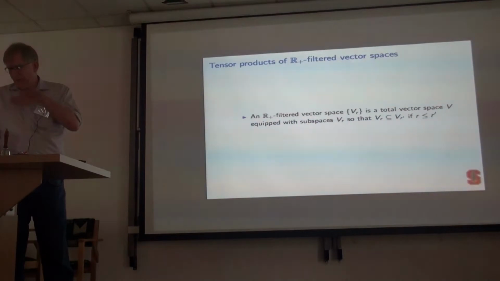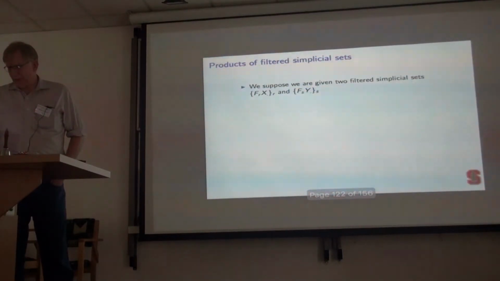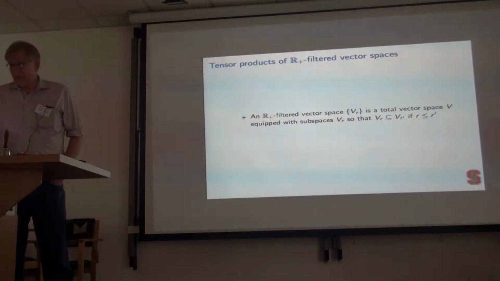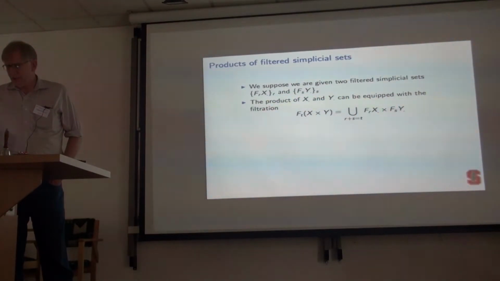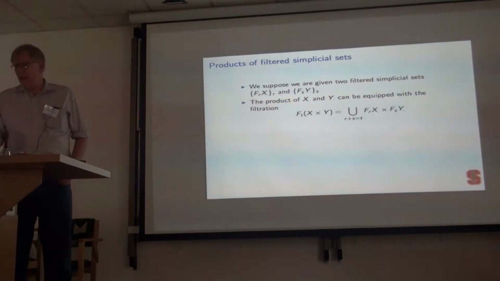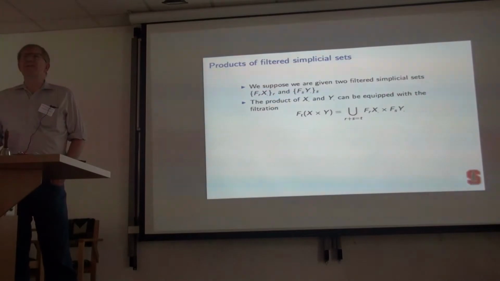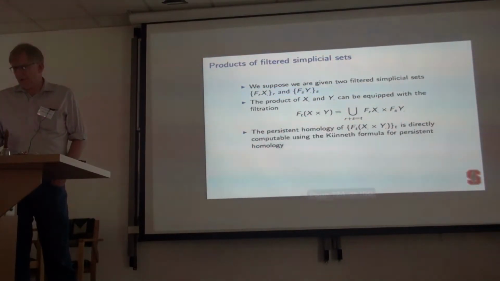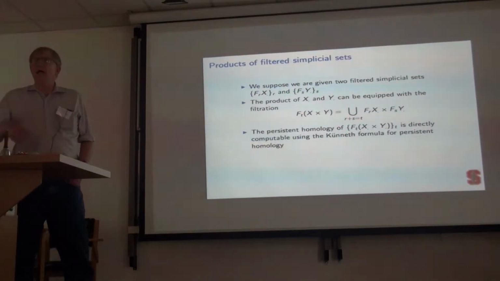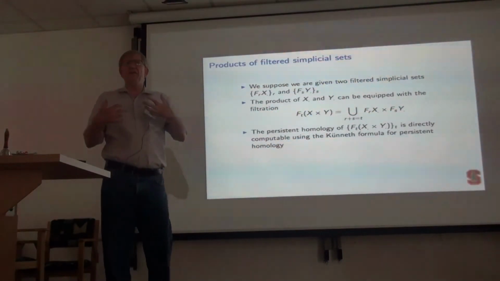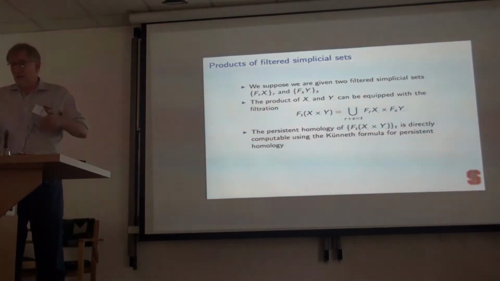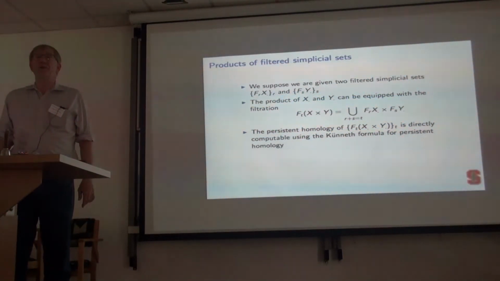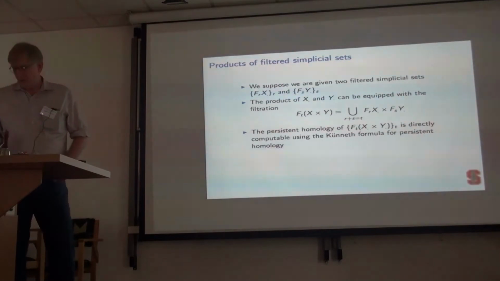Okay, so an R-filtered vector space is a total vector space with subspaces with this inclusion property. Now, if we're given 2 filtered simplicial sets, one can take the product of X and Y, and you can equip it with this R filtration. And the persistent homology of a product of filtered simplicial sets will have this kind of Künneth formula. It will work perfectly as you expect.